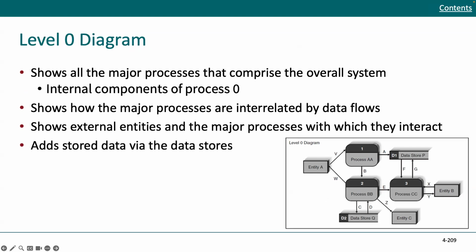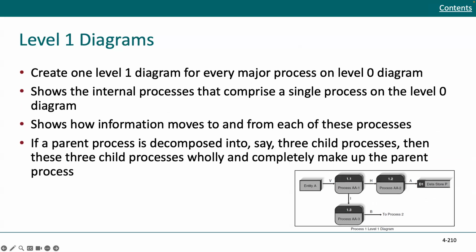It shows external entities and the major processes with which they interact, and it adds the stored data via the data stores. Next, we have the level 1. It creates one level 1 diagram for every major process on the level 0 diagram. We show the internal processes that comprise a single process on a level 0 diagram. It shows how information moves to and from each of these processes. If a parent process is decomposed into, say, 3 child processes, then these three child processes wholly and completely make up the parent process.